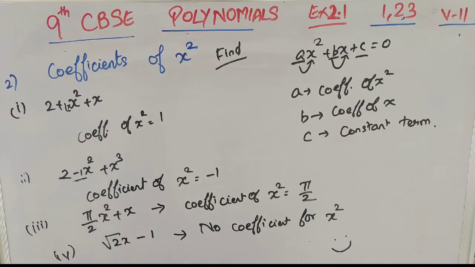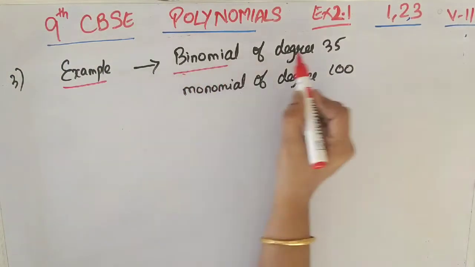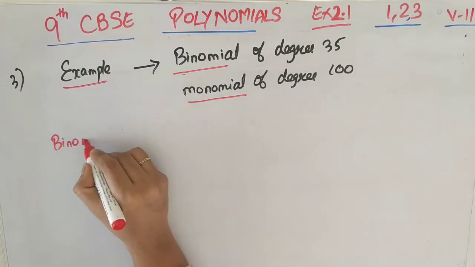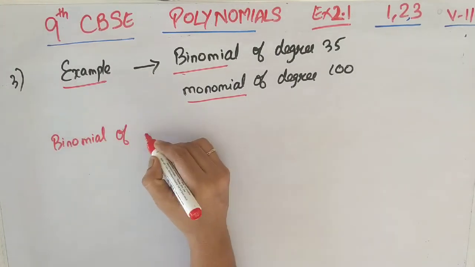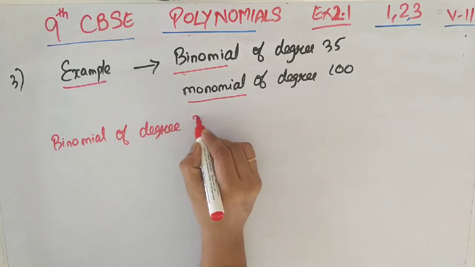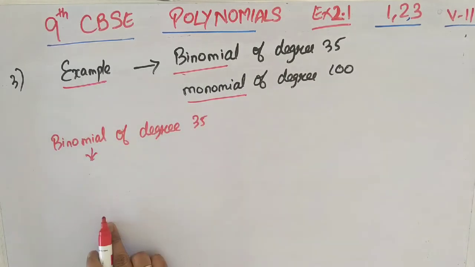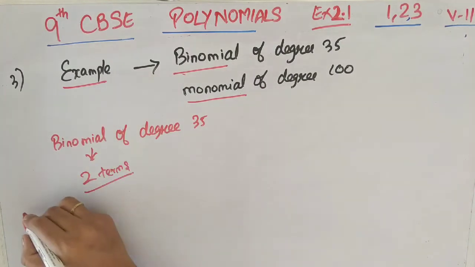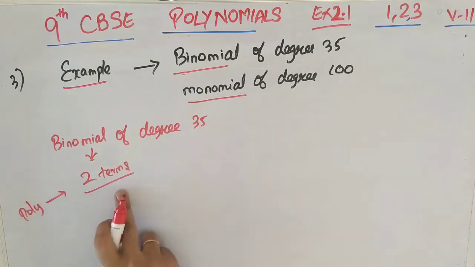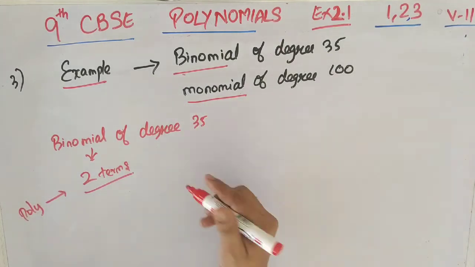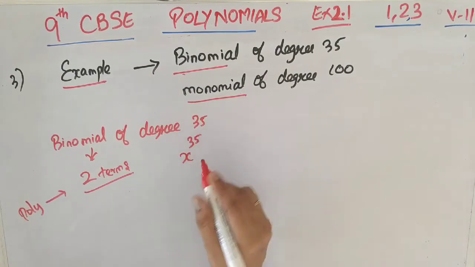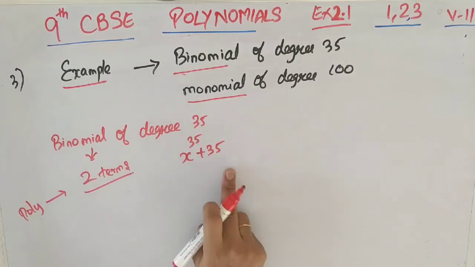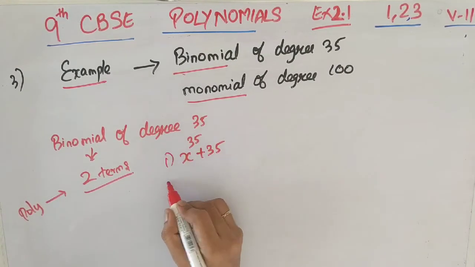Okay? Now let's go to the third problem. We have to write examples for binomial of degree 35 and monomial of degree 100. What is a binomial? It is a polynomial with 2 terms, isn't it? Now we have to write a binomial with degree 35, which means x power 35 should be the highest degree. Then we can write plus x power something or plus constant term. This must be the example.